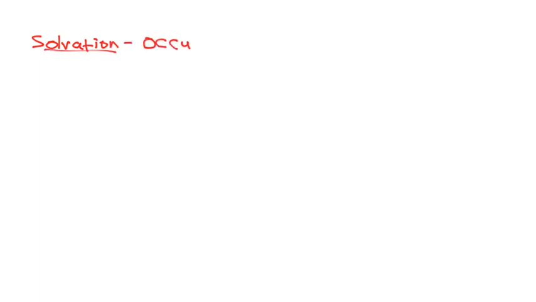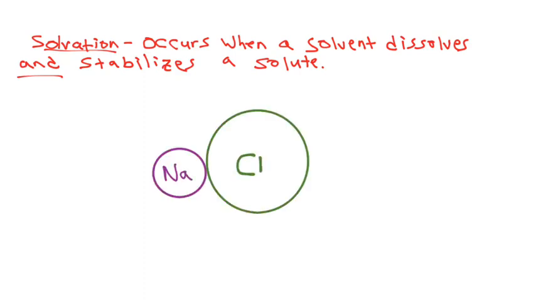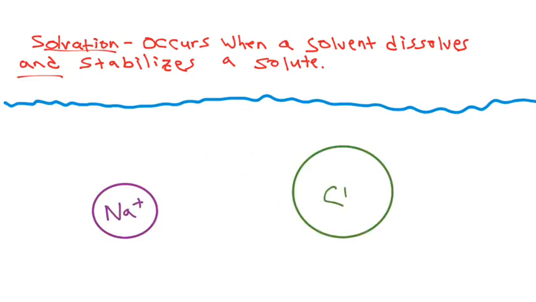Now, why does this process work? This process works because of a process called solvation. This occurs when a solvent dissolves and stabilizes a solute. So when we first start off, we have sodium chloride. Joined together, they're best friends, they hang out, nothing can break them apart. Unless you're a water molecule.